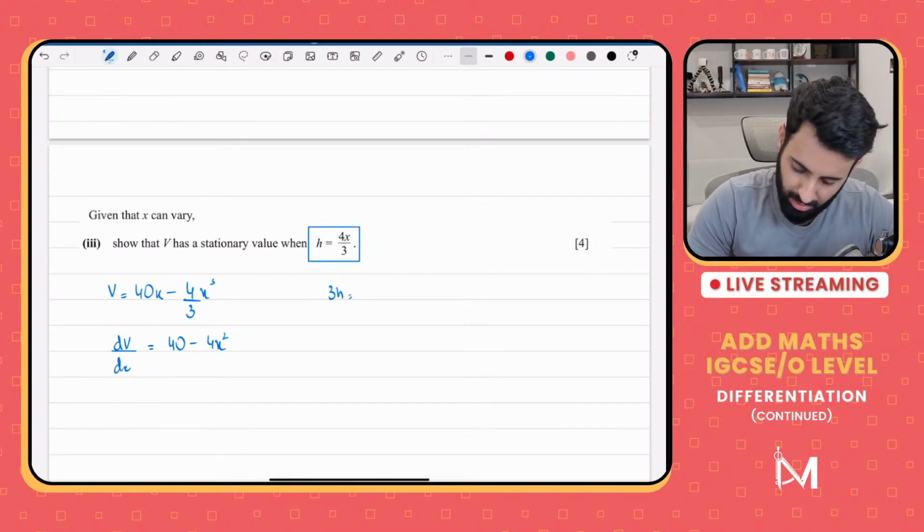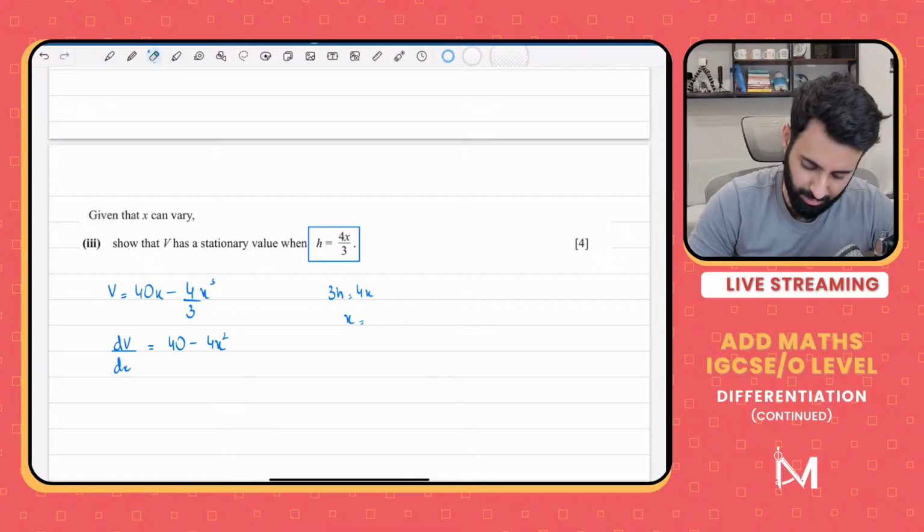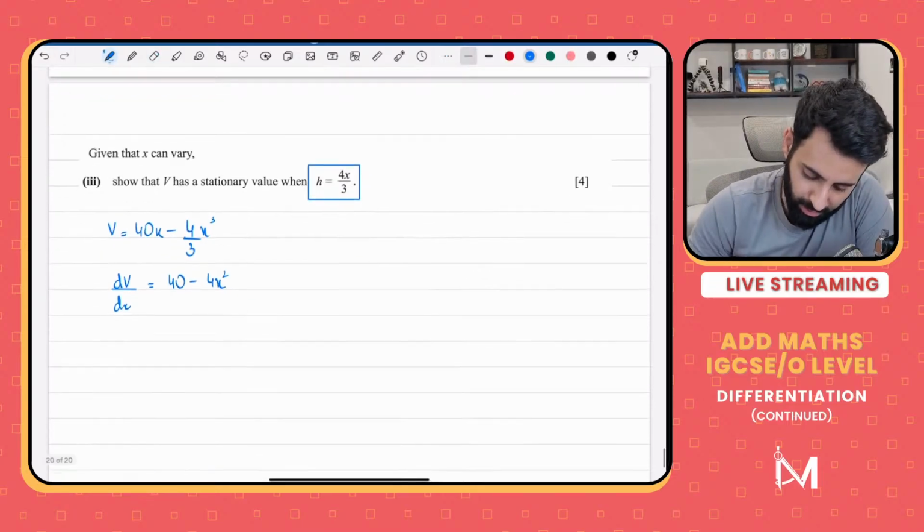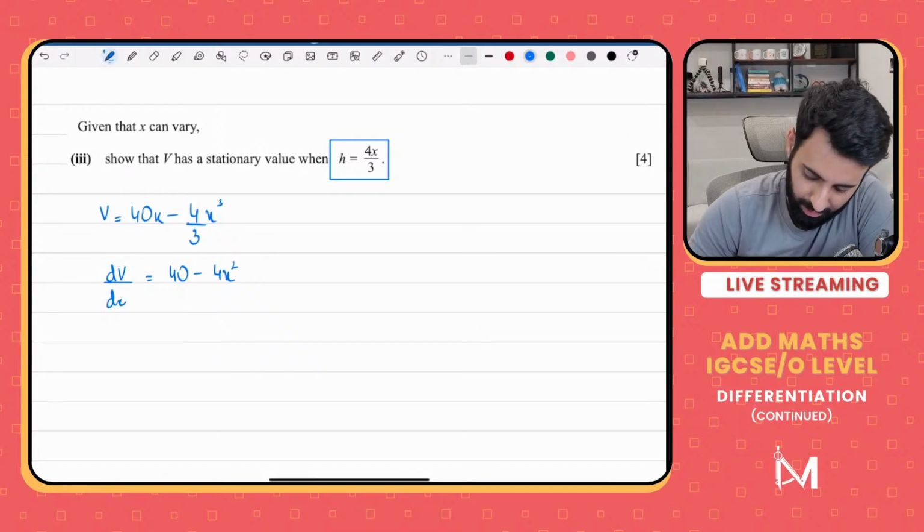3h is equal to 4x, and x is equal to what? x is equal to, yeah, actually, let me do something else, I have a better idea. Wait a minute. Let's find out the value of x.